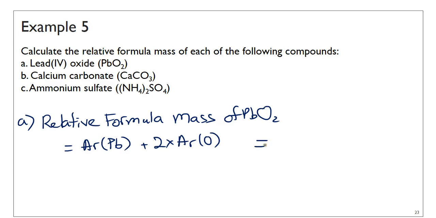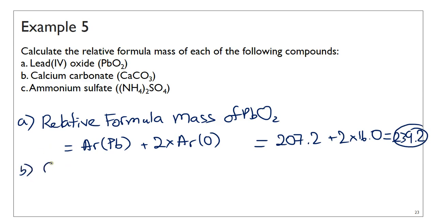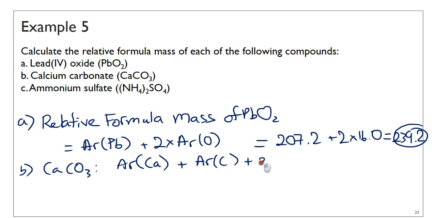So Pb is, I can never find Pb, 207.2 plus 2 times 16.0, and the answer is 239.2. Okay, so that's the first one. And then we do the same thing, CaCO3. So we have relative atomic mass of calcium plus carbon. When you get very good, you don't have to write this step out, you just write the answer, that's fine too. I do, however, normally recommend writing working out, especially if the question is worth more than a mark.